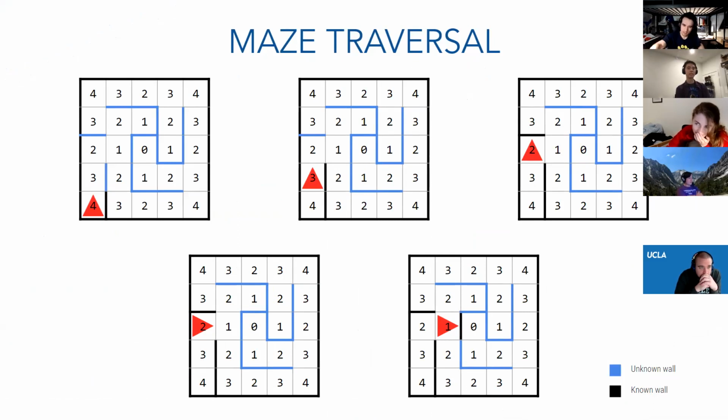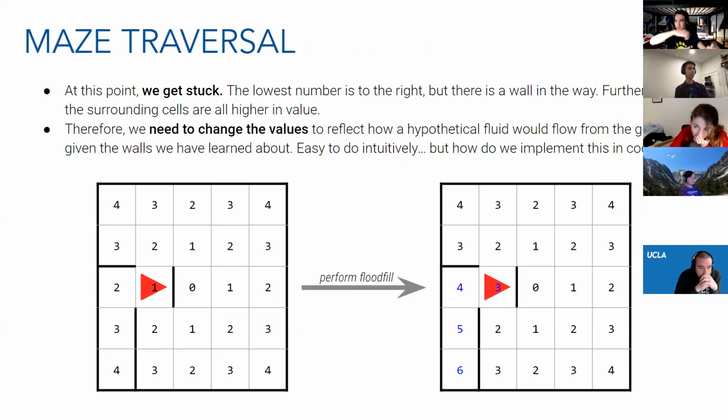So now we're here, and the rat wants to go forwards one more to zero, right? That's where it's trying to get to, but there's a little problem. There's a wall in the way. So the rat gets stuck here. There's a wall in front, it can't go forwards towards the lower cell, and it's surrounded by cells that are higher in value. That violates the rule where it always has to go towards a lower number, right?